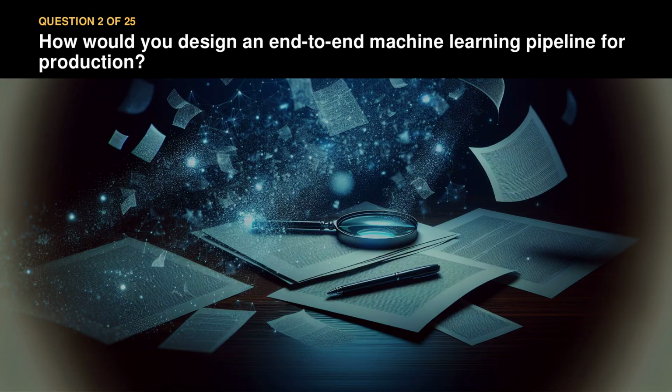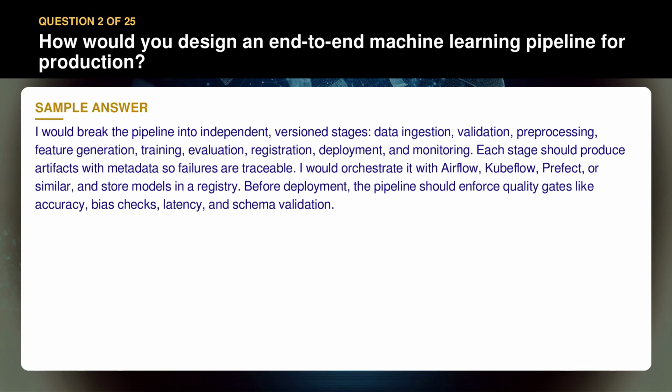Question 2. How would you design an end-to-end machine learning pipeline for production? I would break the pipeline into independent versioned stages: data ingestion, validation, pre-processing, feature generation, training, evaluation, registration, deployment, and monitoring. Each stage should produce artifacts with metadata, so failures are traceable. I would orchestrate it with Airflow, Kubeflow, Prefect, or similar, and store models in a registry.